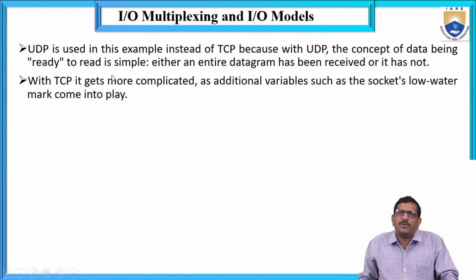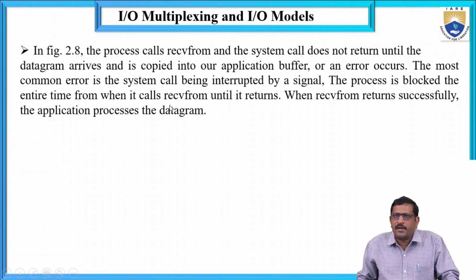UDP, user datagram protocol, is used in this example, instead of the transmission control protocol, because with UDP the concept of data being ready to read is very simple. Either an entire datagram has been received or it has not. With the transmission control protocol, it gets more complicated, as additional variables such as the socket's low watermark come into play.